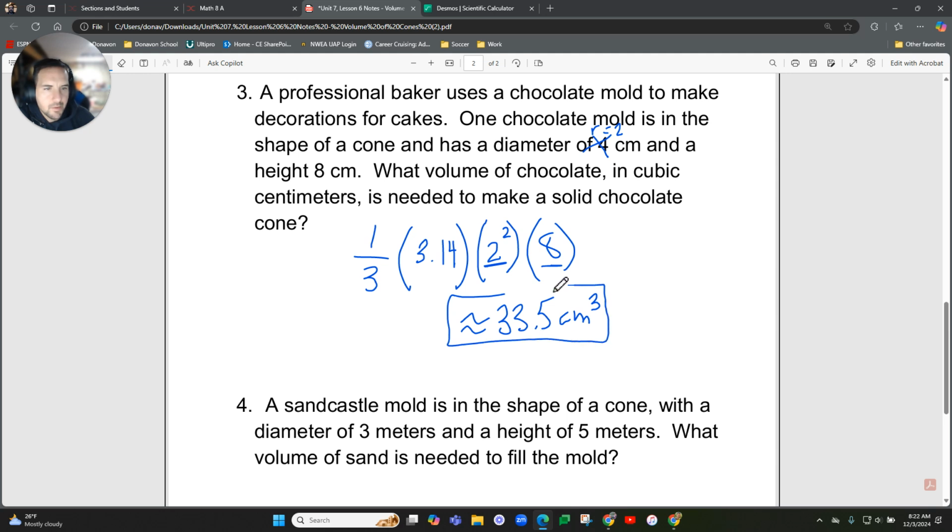Seems like a decent amount of chocolate, although not really now that I think about it, because the radius of the chocolate is only 2 centimeters. So if it's 4 centimeters, that would be like, the diameter is 4 centimeters, so it's only going to be like that wide. Not a very big cone.